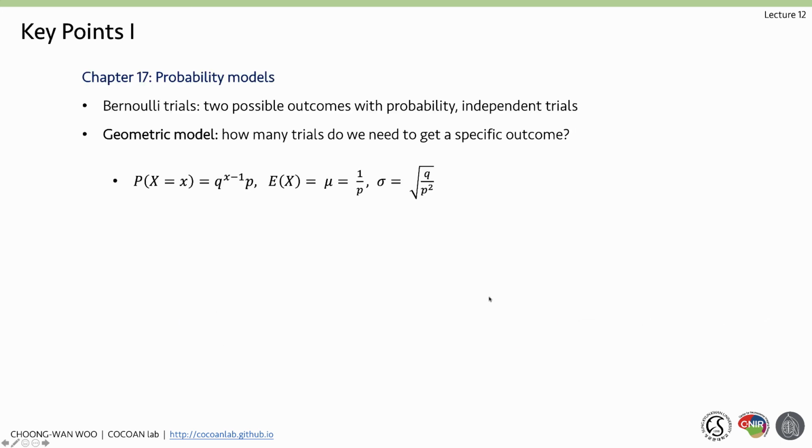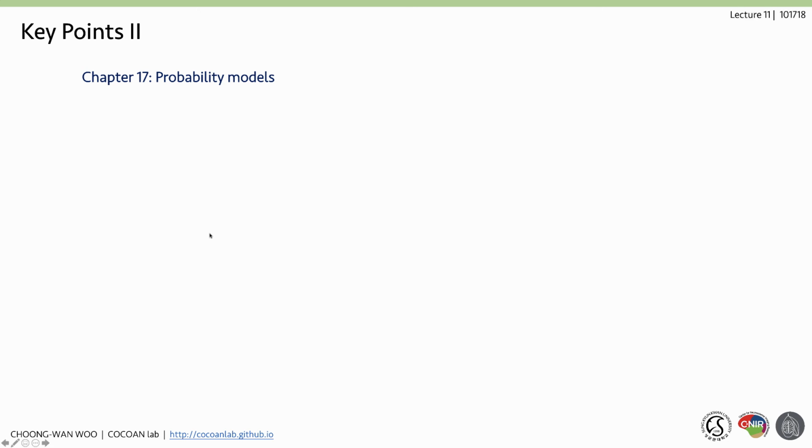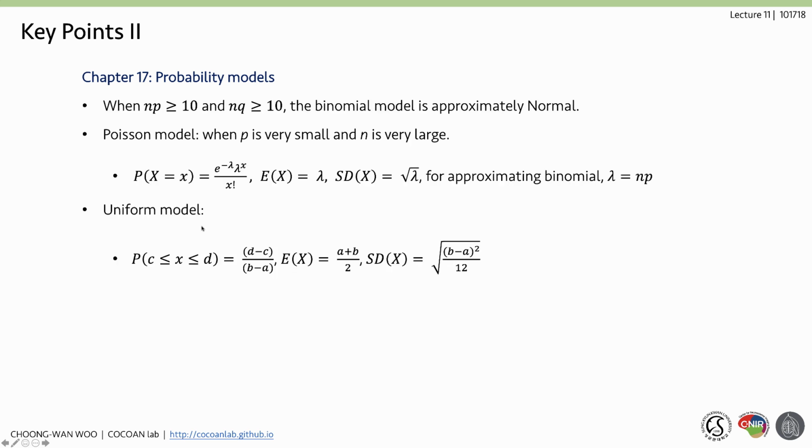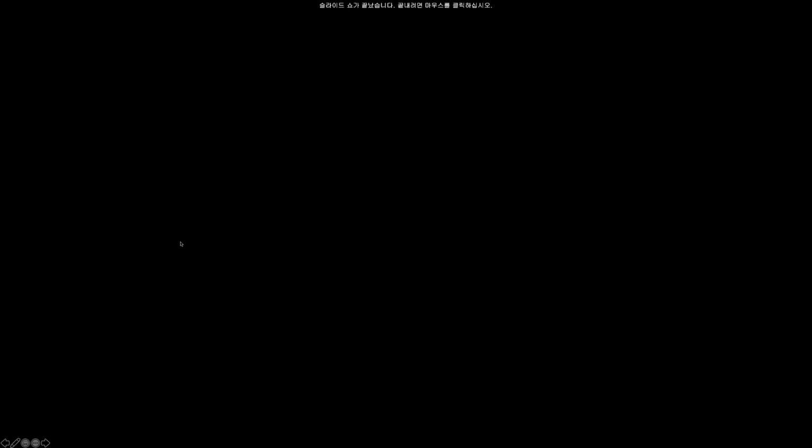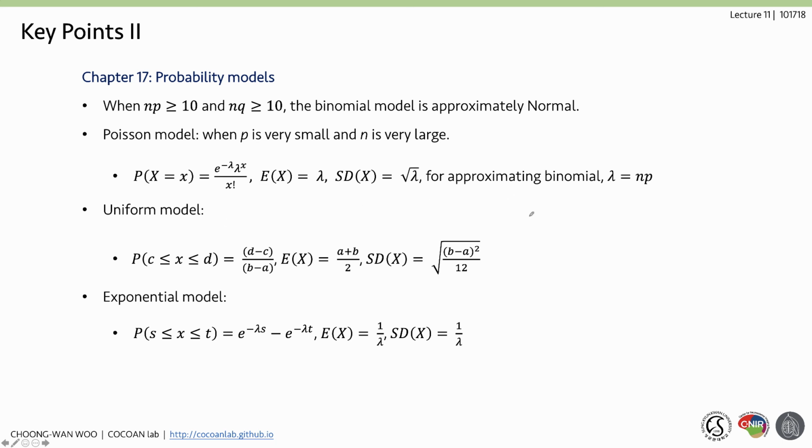Okay, so in this chapter, we learned about the geometric model. For that, we learned about the Bernoulli trial, the binomial model, and also the Poisson model, the uniform model, and the exponential model. So the important concepts are the probability density function, that is basically P(X equals x), or over an interval, and the cumulative distribution function, that is this, and the mean and standard deviation of each probability density function.